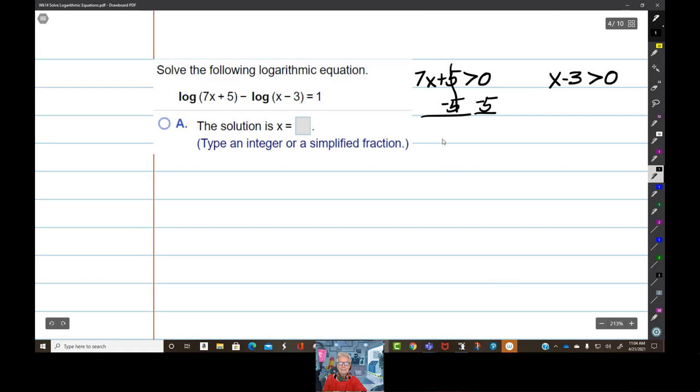Subtract 5, subtract 5. 5 minus 5 is 0, so we'll have 7x is greater than negative 5. Divide by 7, divide by 7. x is greater than negative 5/7. Over here, add 3 to both sides. x is greater than 3.